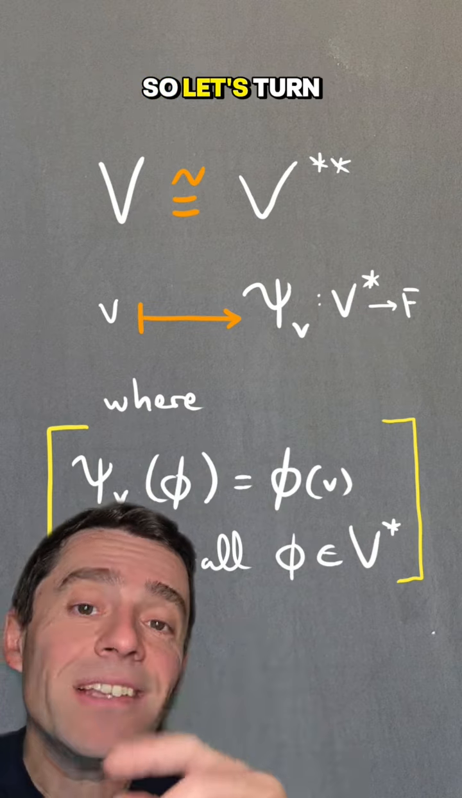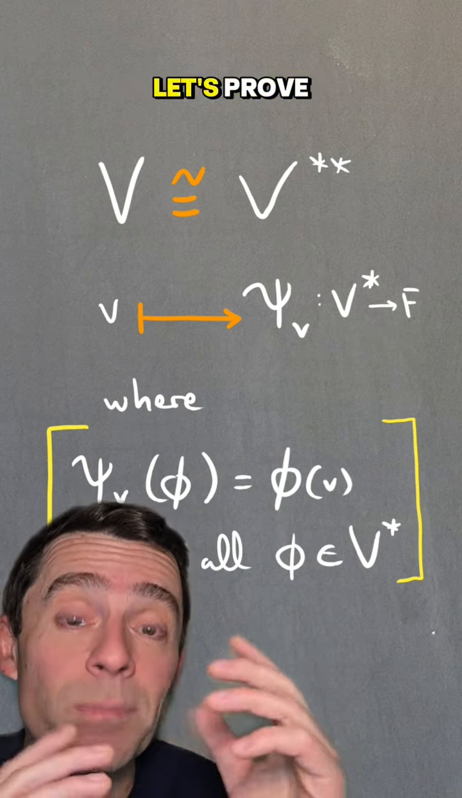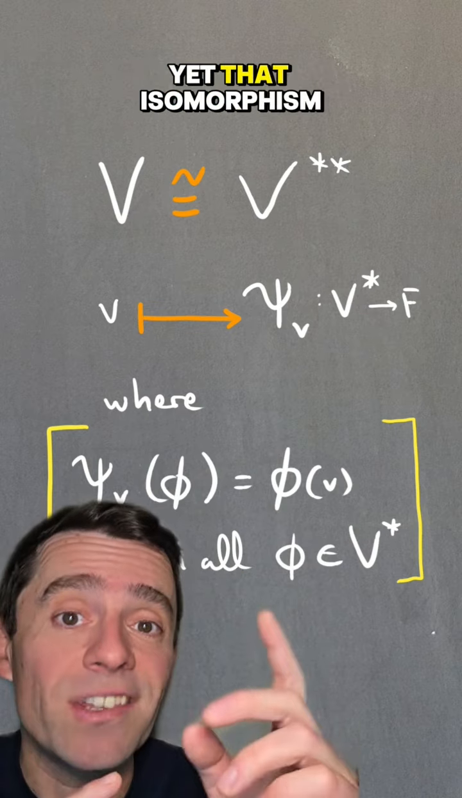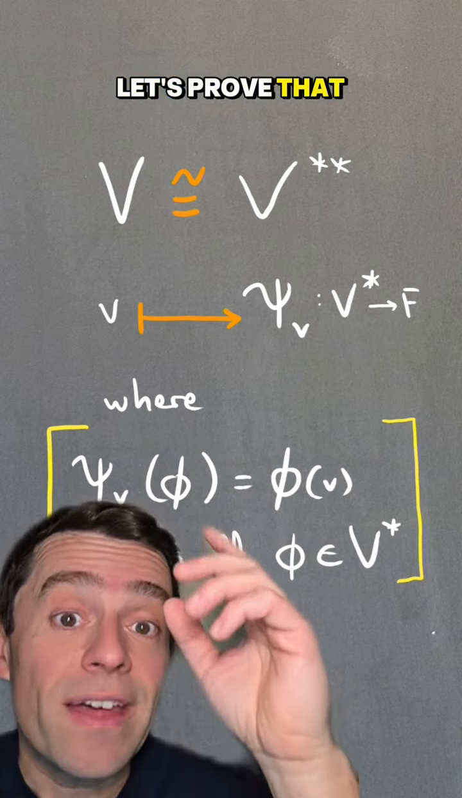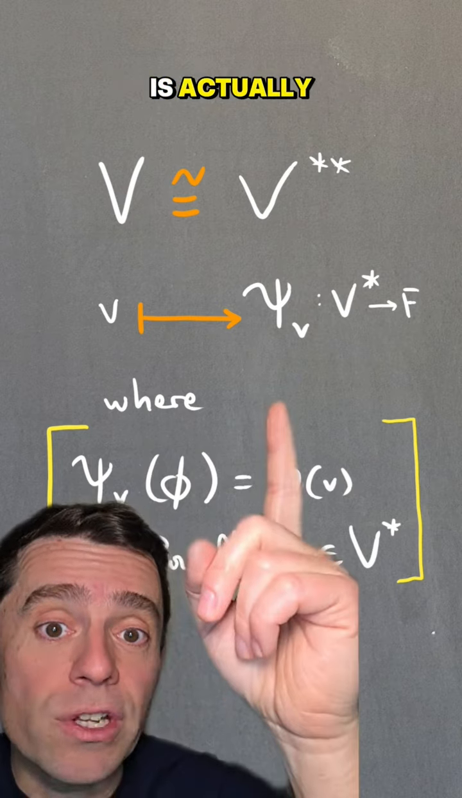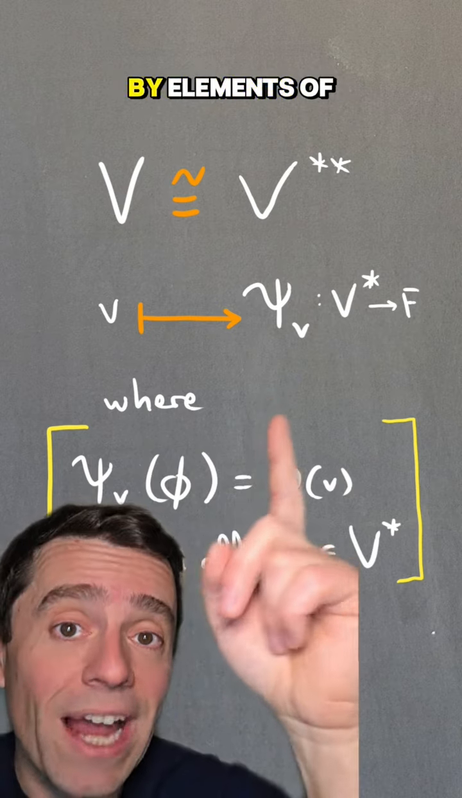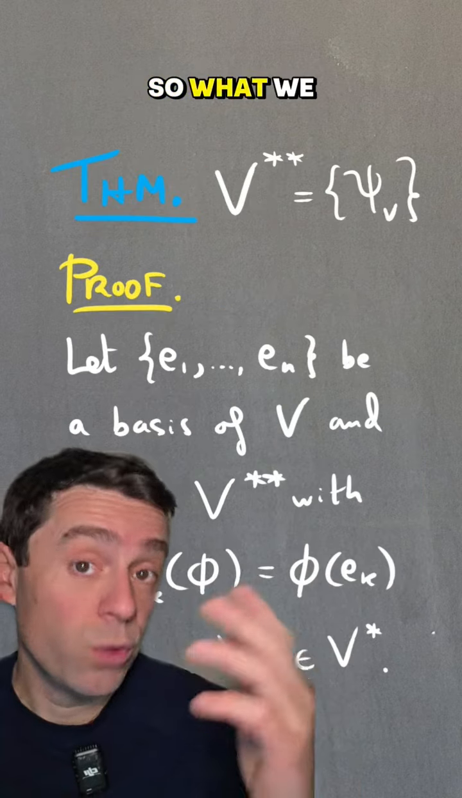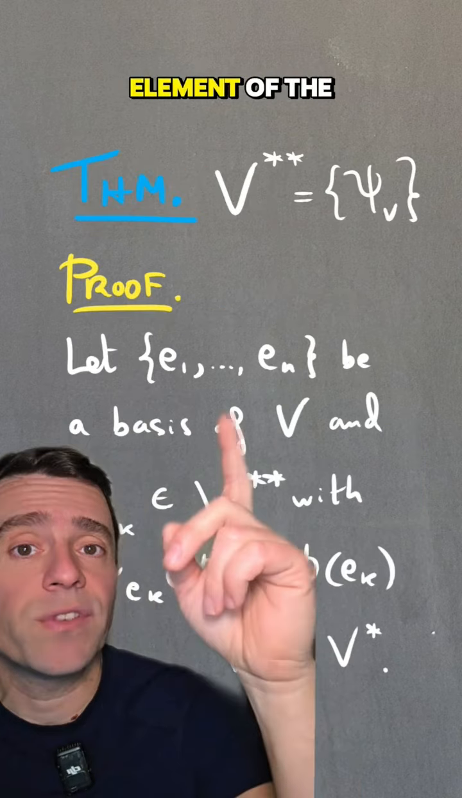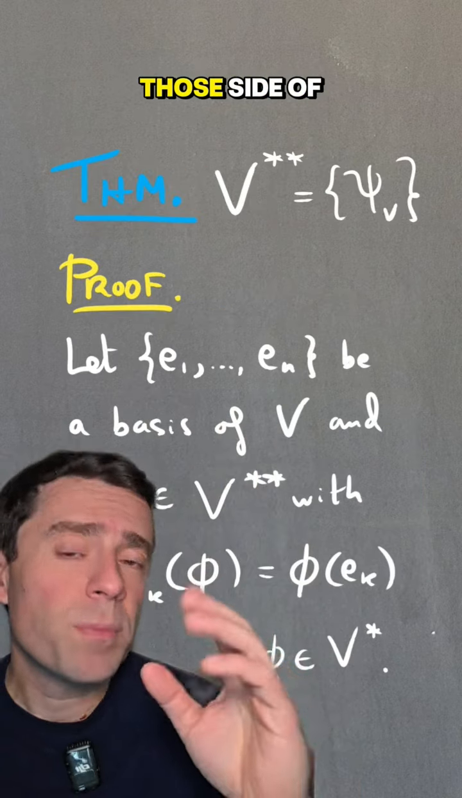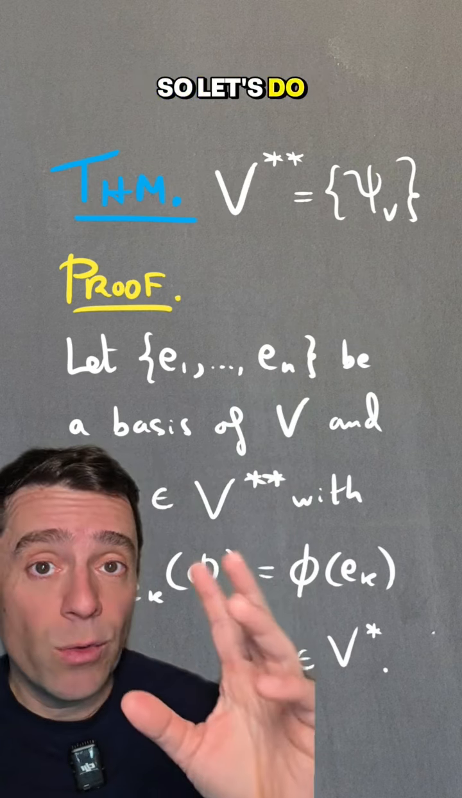So let's turn this around and let's prove, without having proved yet that isomorphism, that the double dual is actually all formed by elements of that shape. So what we want to show is that every element of the double dual is one of those psi of V. So let's do that.